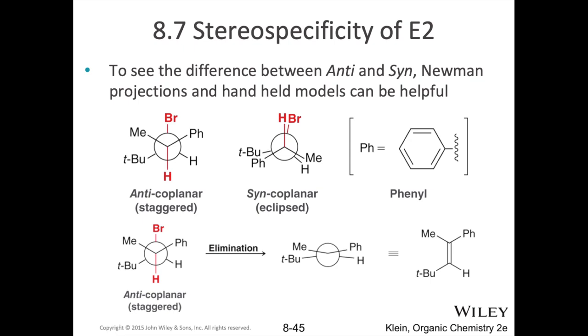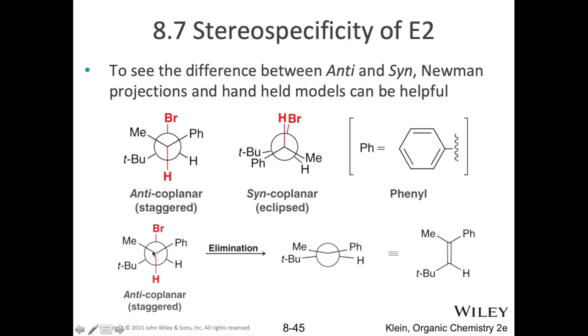You can kind of see it in this picture here. Here we have the anti-coplanar geometry, where we've got a staggered geometry, and here with the syn-coplanar, this is an eclipsed geometry. So there's a lot of steric strain there between these groups. It makes sense to have the anti-coplanar geometry be the transition state that we see. Well, if your hydrogen and bromine are anti-coplanar to each other, that dictates where those other groups are going to be in the resulting alkene.